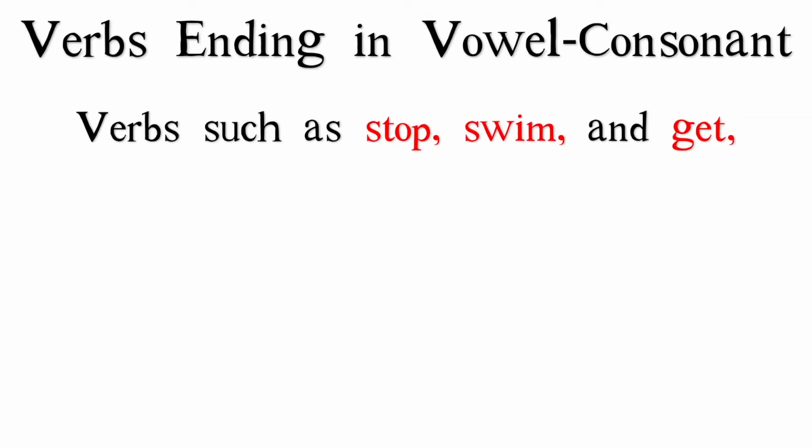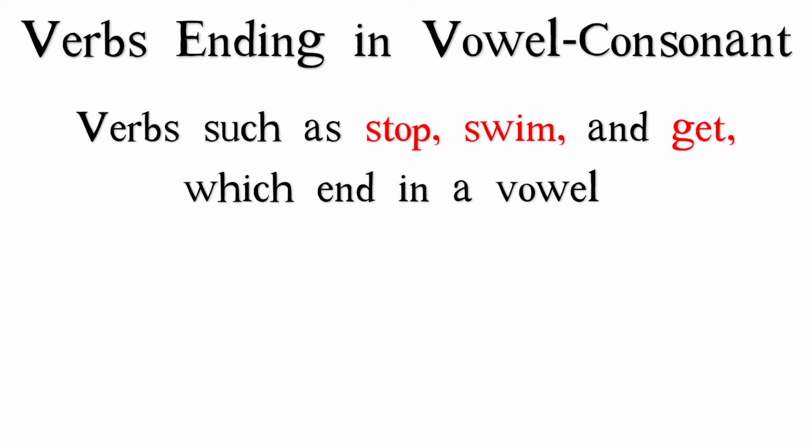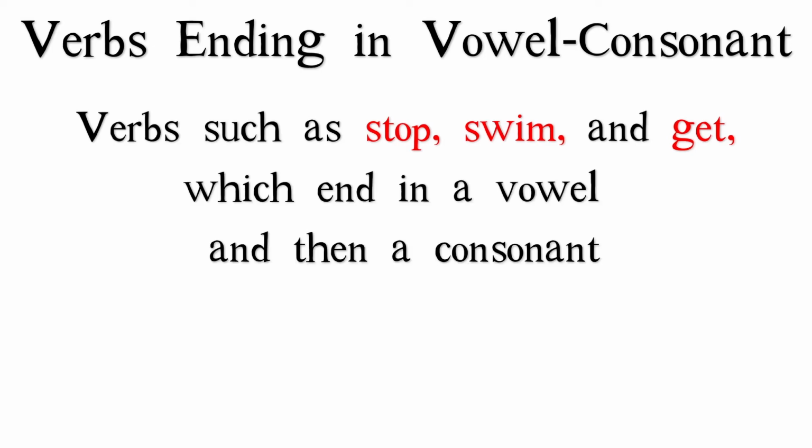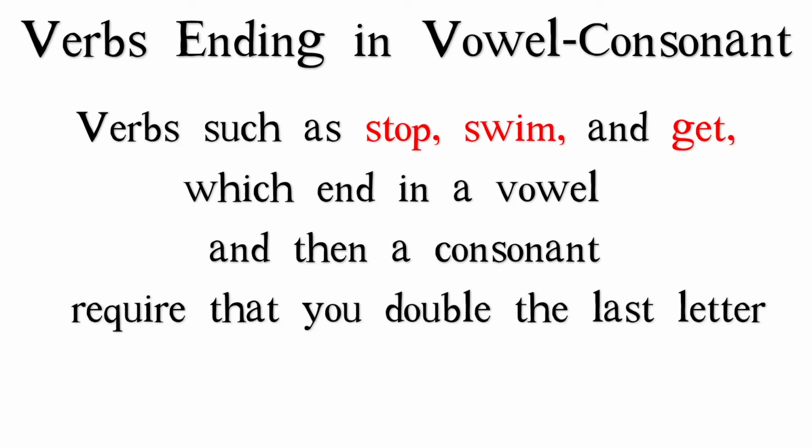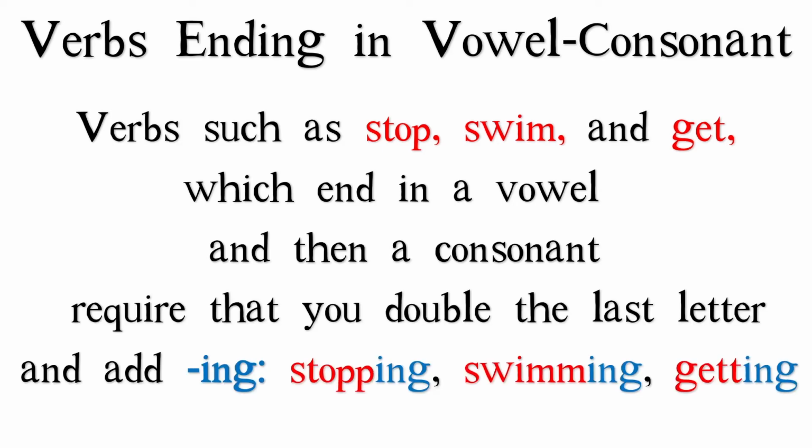And finally, verbs ending in vowel-consonant. Verbs such as stop, swim, and get, which end in a vowel and then a consonant, require that you double the last letter and add ing. Stopping, swimming, getting.